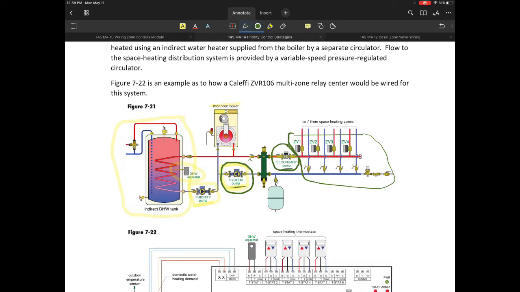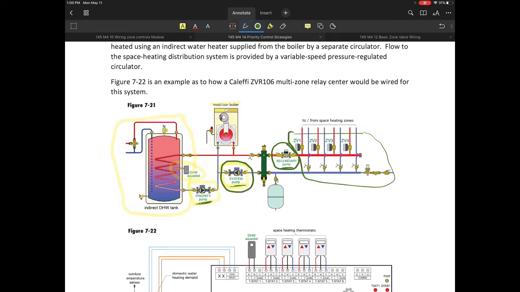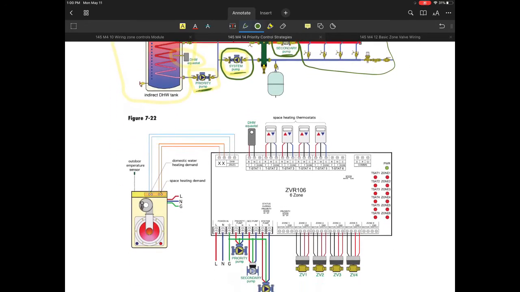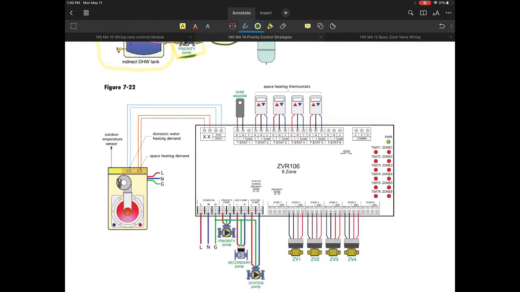And then, of course, if any one of those zones, whether it's zone 1, 2, 3, or 4, which are identified in this area, has a demand, that means we would definitely need the secondary pump operating and the system pump operating too, depending on the water temp of the system. The priority pump would have to have been disabled already because that would likely be given priority. So that's one way to look at it. So let's look at the wiring and how this is done.